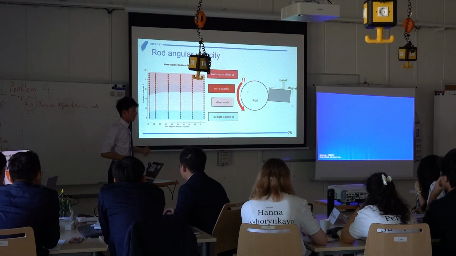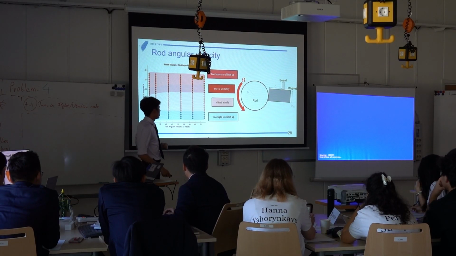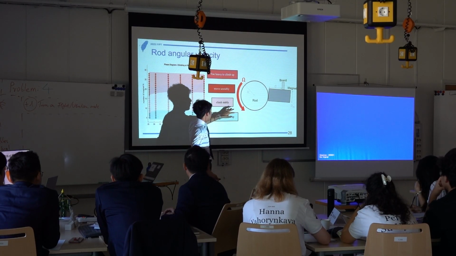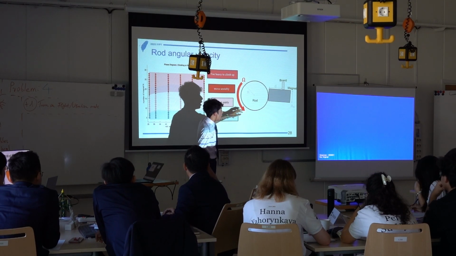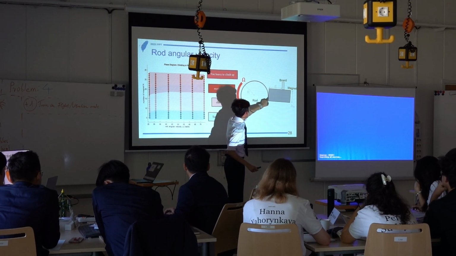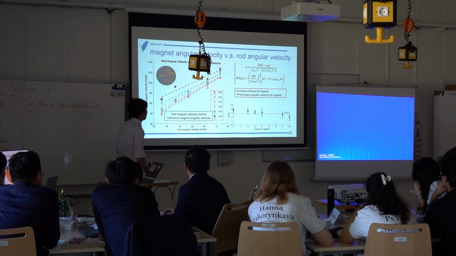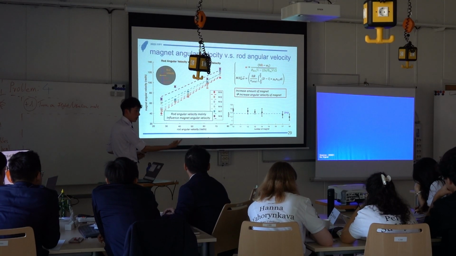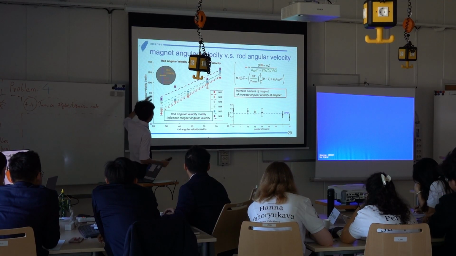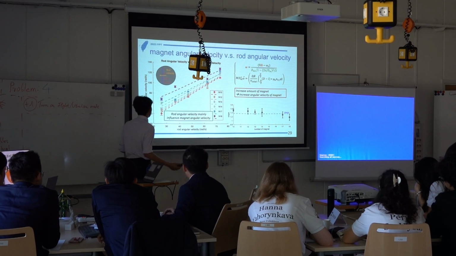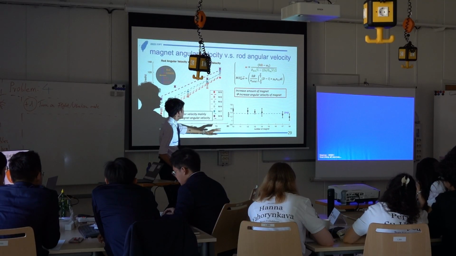And also here is another parameter, the rod angular velocity. So we will just change the rod angular velocity to make the kinetic line here have a larger velocity between the rod and the magnet. You can see it. Actually, if I increase the rod angular velocity, it will influence the magnet angular velocity first. So we can see that it is actually a linear relation.